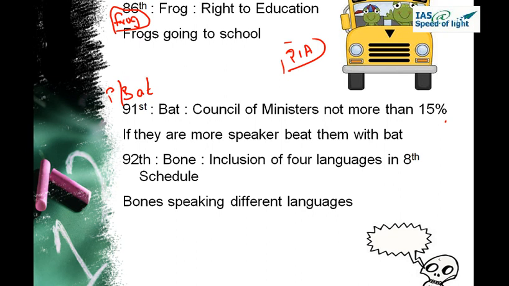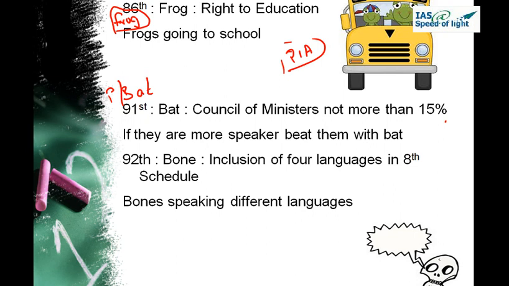And what happens if they become more than 15%? The Speaker starts beating them with the bat. Okay, so you can see the Speaker of the Lok Sabha is beating with the bat, like, okay, all these members, now you have become more than 15%, so the Speaker is beating with the bat.